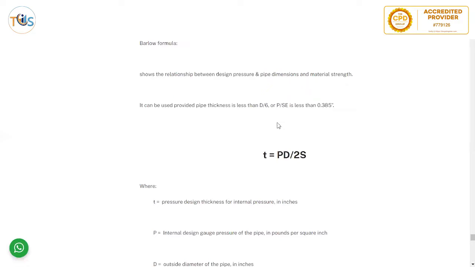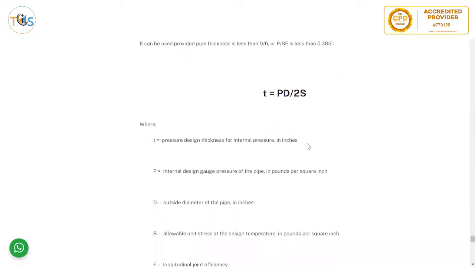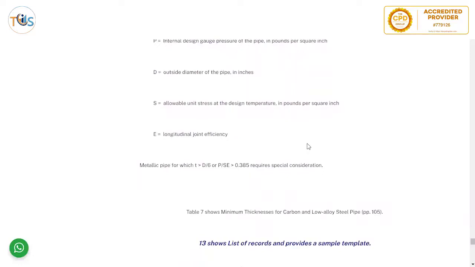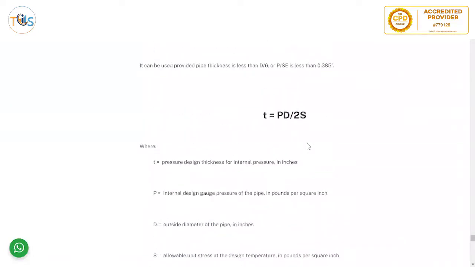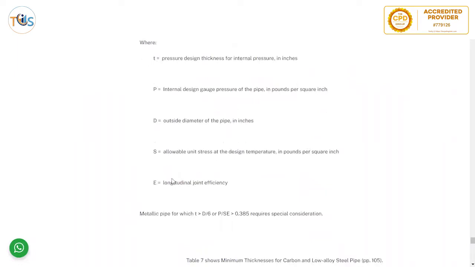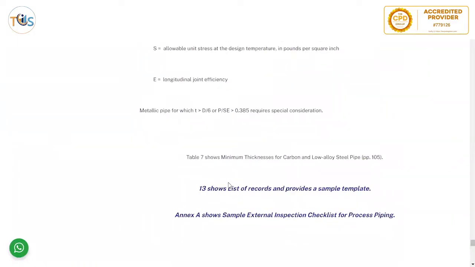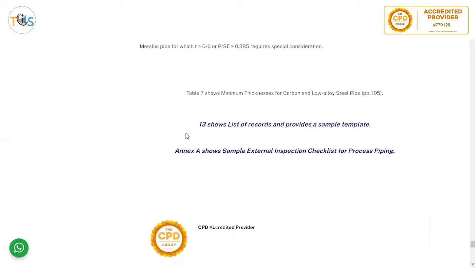Slightly different. So the required design thickness means pressure times diameter divided by twice the allowable stress. And if longitudinal joint efficiency is required, then you have to add it. If it is 1, then you don't use it. Obviously, it's 1, it doesn't change the result.